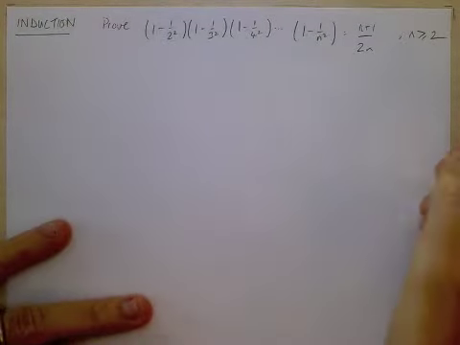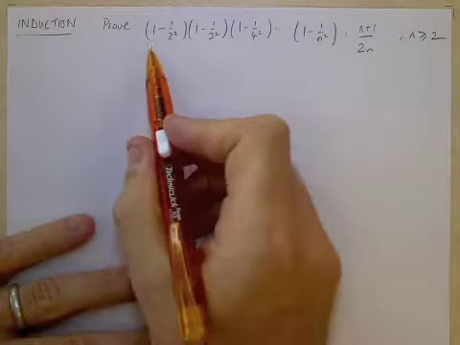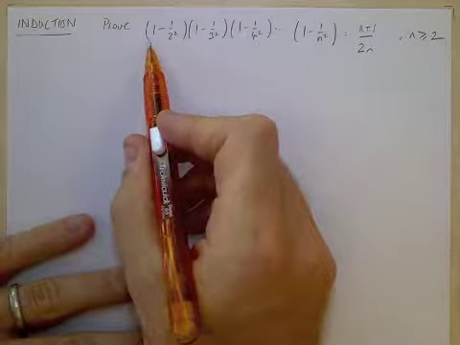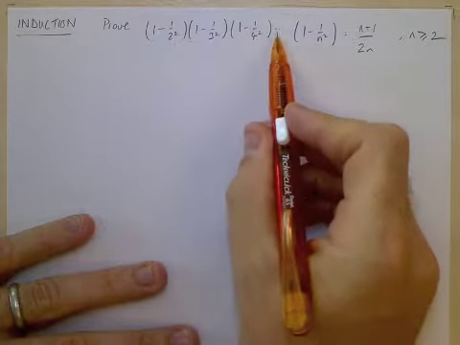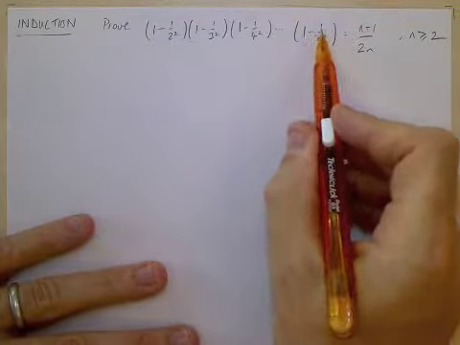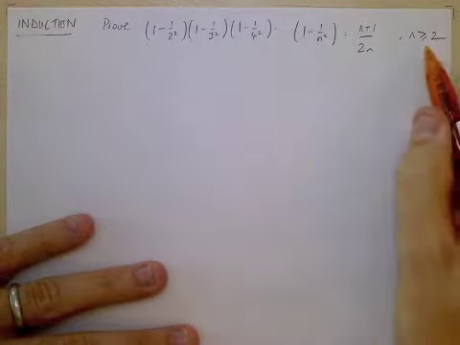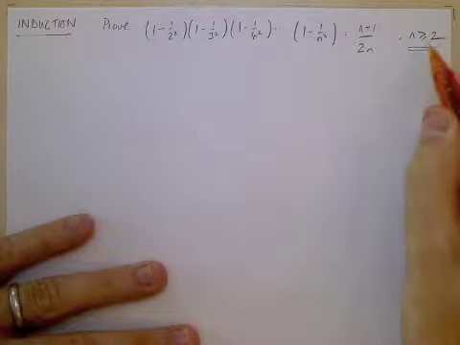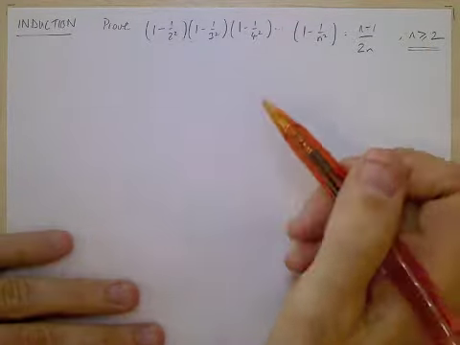Okay, I'm going to look at a proof by induction. I'm going to try and prove this result, which, just looking at it, is a product. This bracket times this bracket times this bracket, all the way up to 1 minus 1 over n squared, is equal to this. And it's interesting to note that this result stands for n greater than or equal to 2, because the first term involves n is 2.